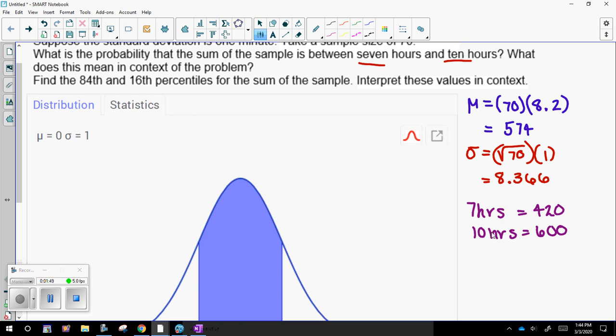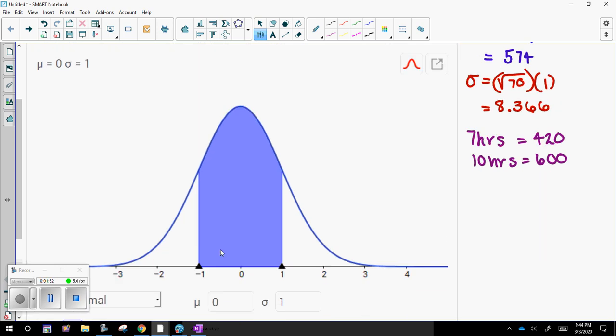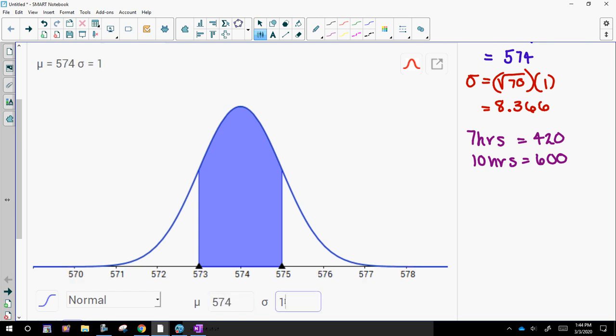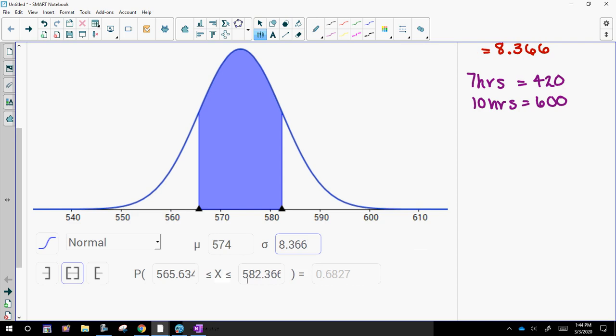So now we're good to enter our information into our calculator here. We're going to use the normal. Our mean is going to be 574. Our standard deviation is 8.366. And we're looking for values between 420 and 600. And it gives me the probability equals 0.9991.